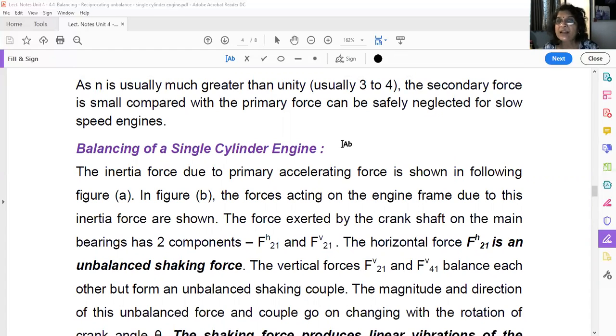Okay. So now there are two types of balancing of the engines we are going to study. First is balancing of single cylinder engine. Once we know this theory, then we can go for balancing of multi-cylinder inline engine and multi-cylinder radial engine. So today we are going to study balancing of single cylinder engine.